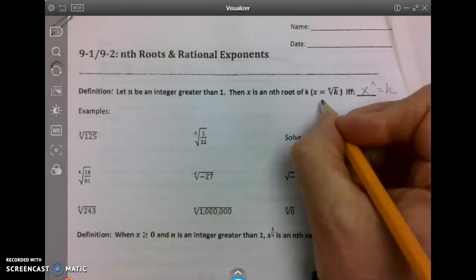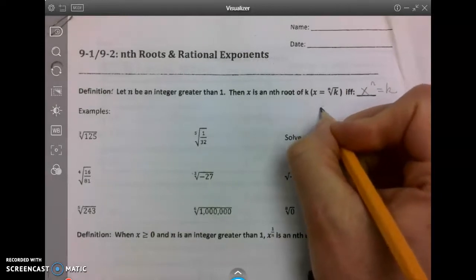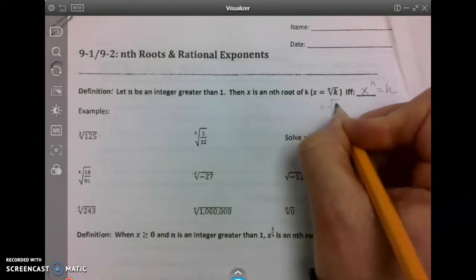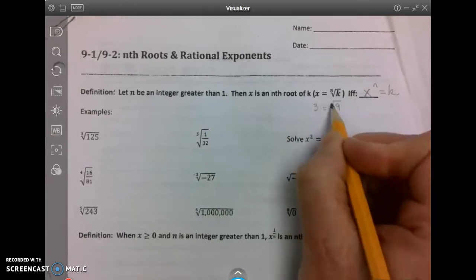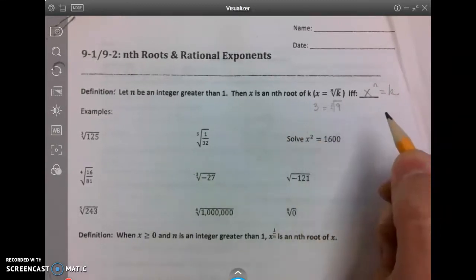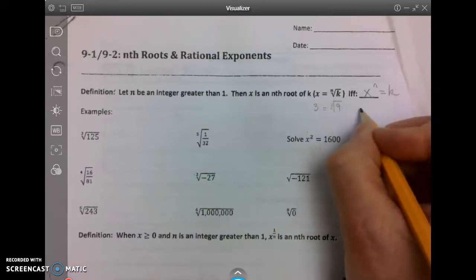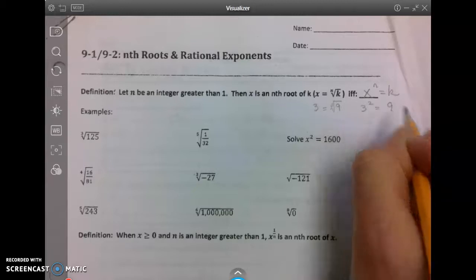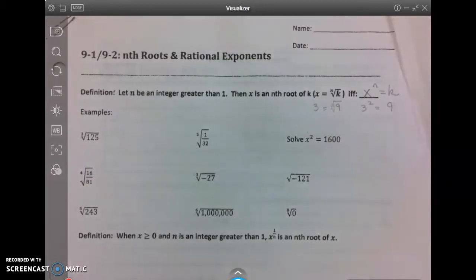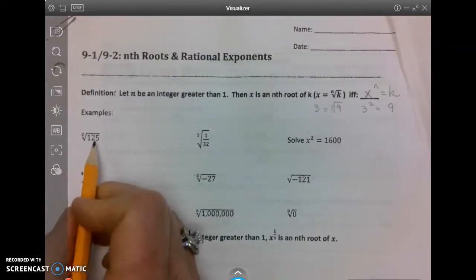Well, think about it. If we say that the square root of 9 is 3, and remember square root means there's a little 2 there. We don't usually write it in. That means that 3 squared equals 9. That's all it's saying. Okay, so let's come over here to the cube root of 125.